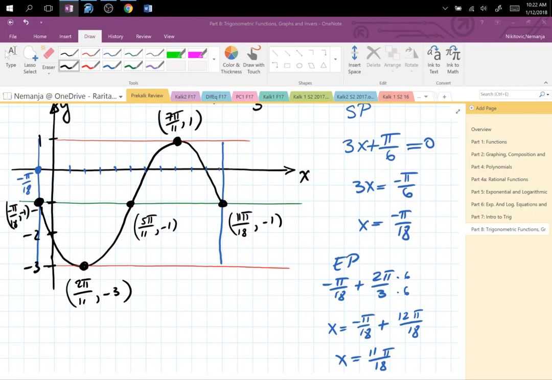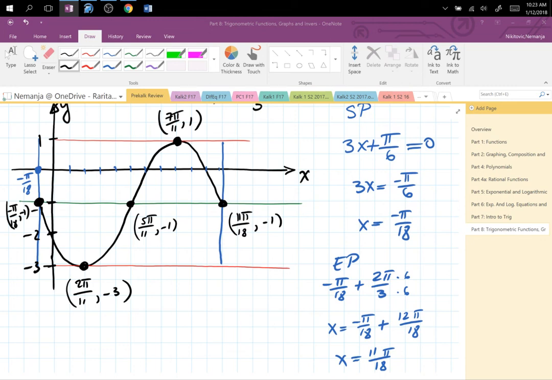Just make my stick over here. So this one is clear. It's negative pi over 18. So the x coordinate is negative pi over 18. The y coordinate is negative 1 because that's the green line. The last point is the end point which we calculated. So 11 pi over 18, negative 1 again on the green line.